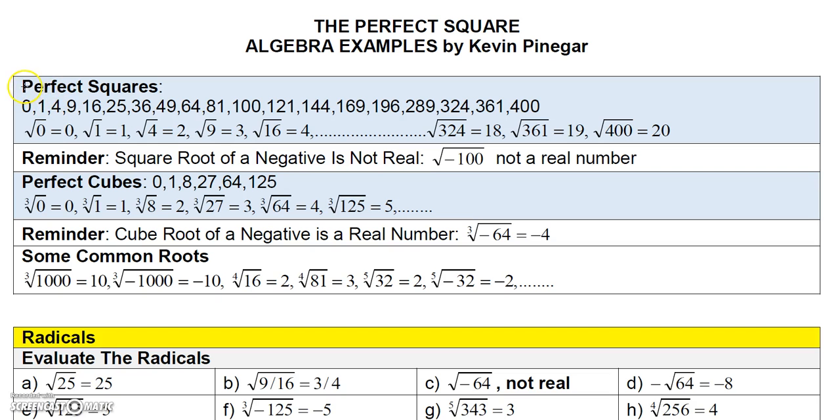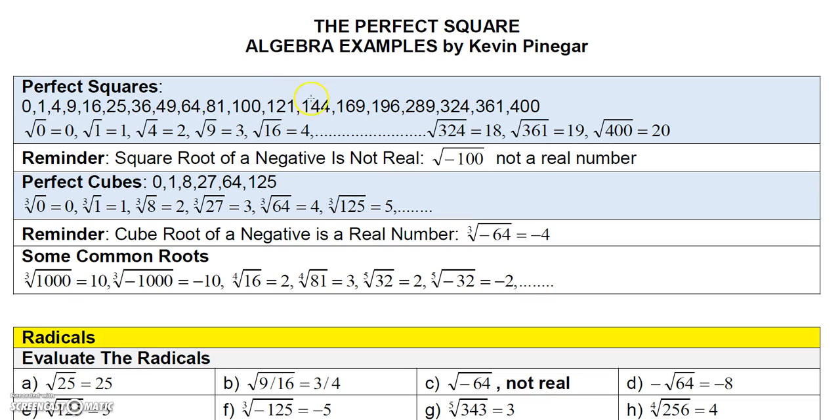Okay, so here, what I did is I just listed some perfect squares to give you a reminder. All of these numbers that I listed are perfect squares. Like 0 is a perfect square because the square root of 0 is 0. 1 is a perfect square because the square root of 1 is 1. 4 is a perfect square because the square root of 4 is 2. 9 is a perfect square because the square root of 9 is 3. 16 is a perfect square because the square root of 16 is 4, and so on.